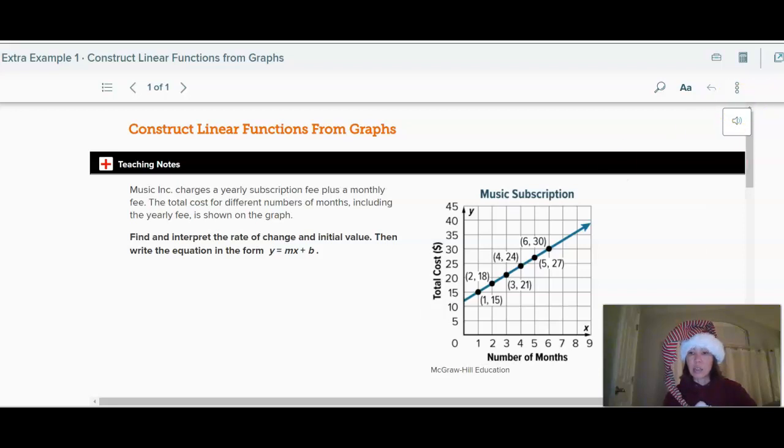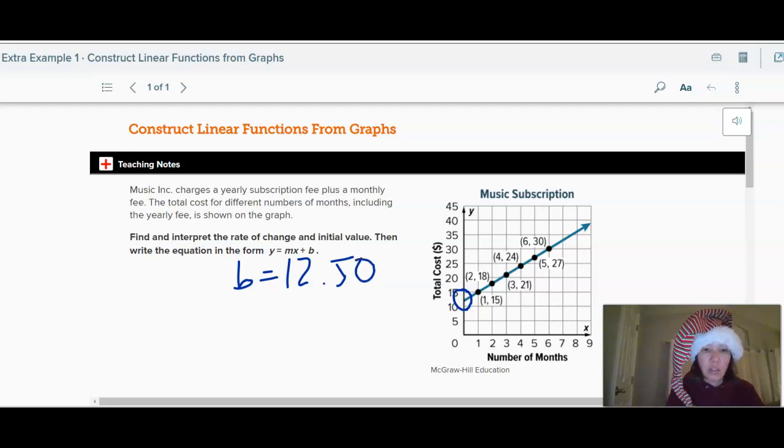So then, let's see here. Hold on a second. Okay, here. All right, so then our initial cost, our y-intercept, our b, is 12.5 or $12.50. Halfway between 10 and 15 would be $12.50. So this is that yearly subscription fee.